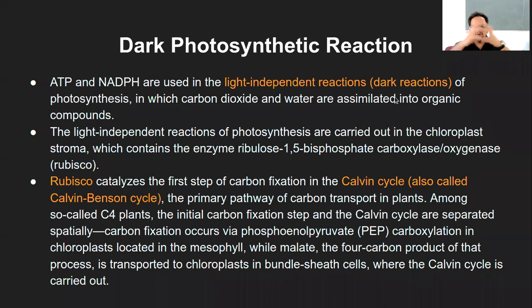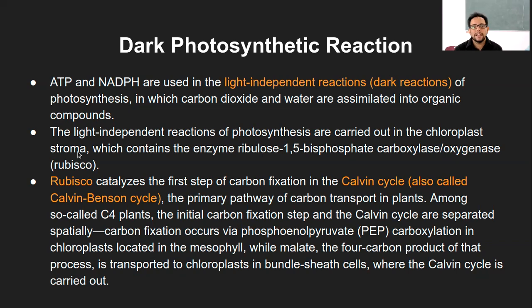Assimilated means they are put together, we make or create something. So from carbon dioxide and water, they will form a certain structure of organic compounds. That is the dark photosynthetic reaction. Like I said, it is the second half of the photosynthesis process where glucose is produced. The light independent reactions of photosynthesis are carried out in the chloroplast stroma.